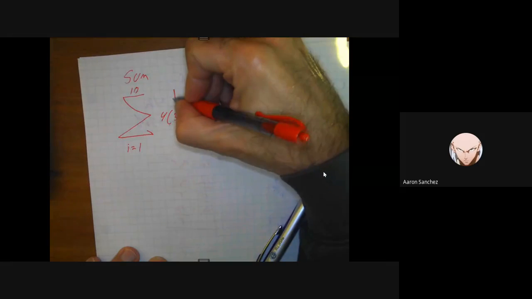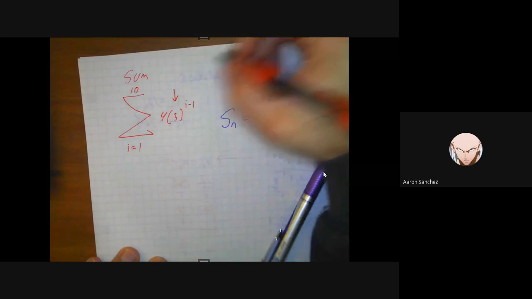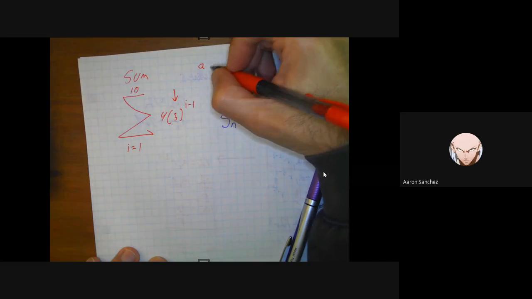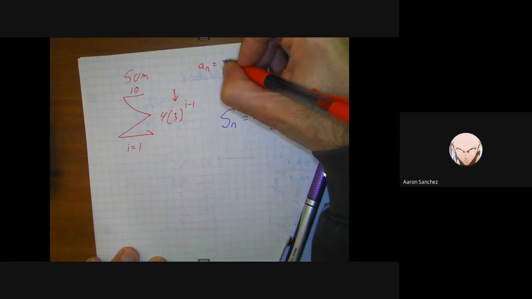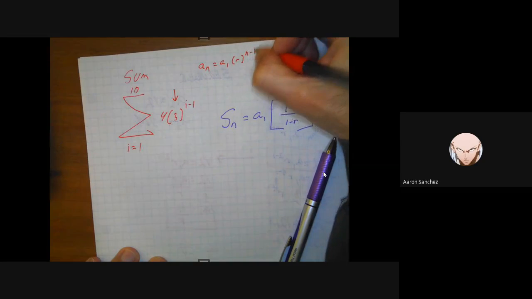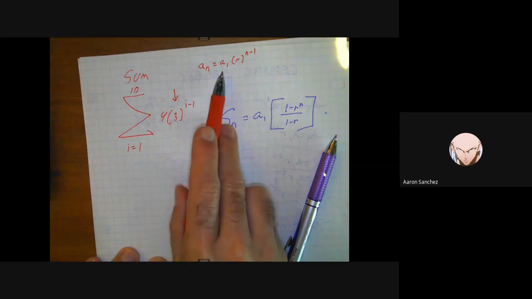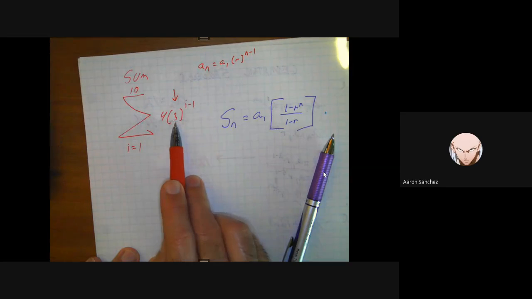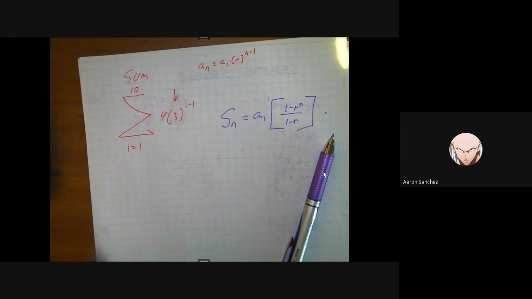Okay, so remember, this is the geometric rule. That's a rule right there. Remember, the geometric sequence rule is a sub n equals a sub 1 times r to the n minus 1. So a sub 1 is my first term. My first term is 4. My ratio is 3, right? So you have everything that you need. Go ahead and plug in what you can.